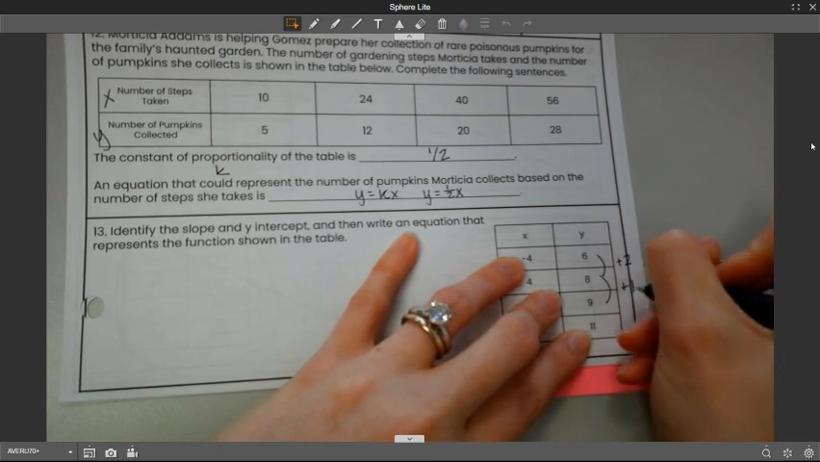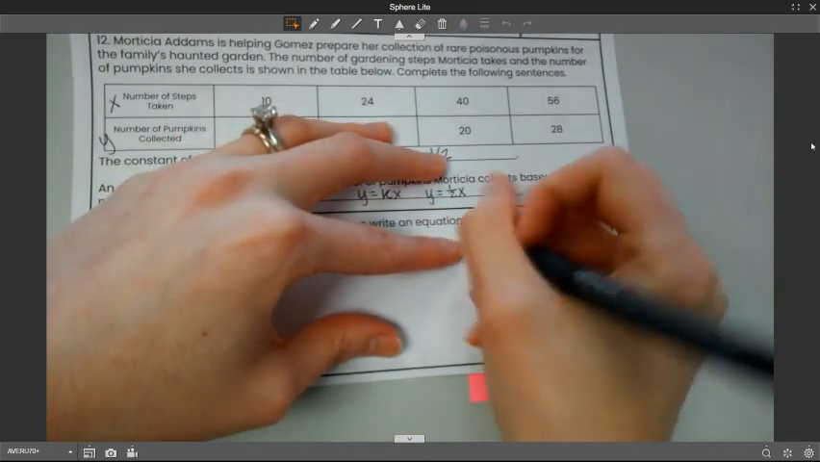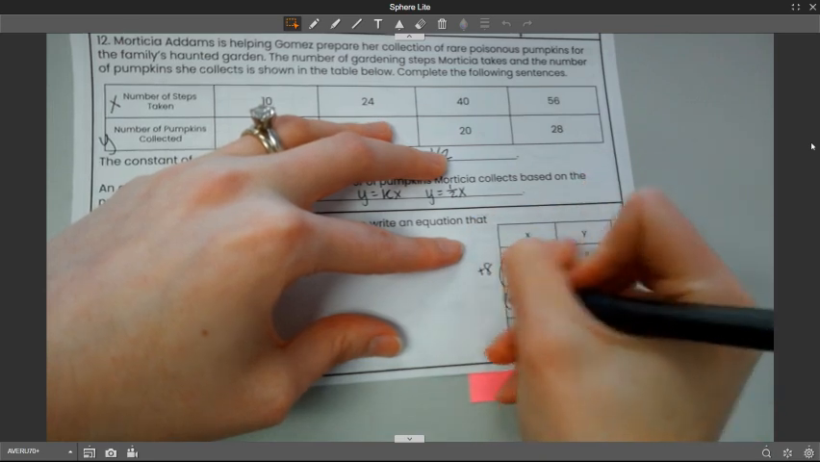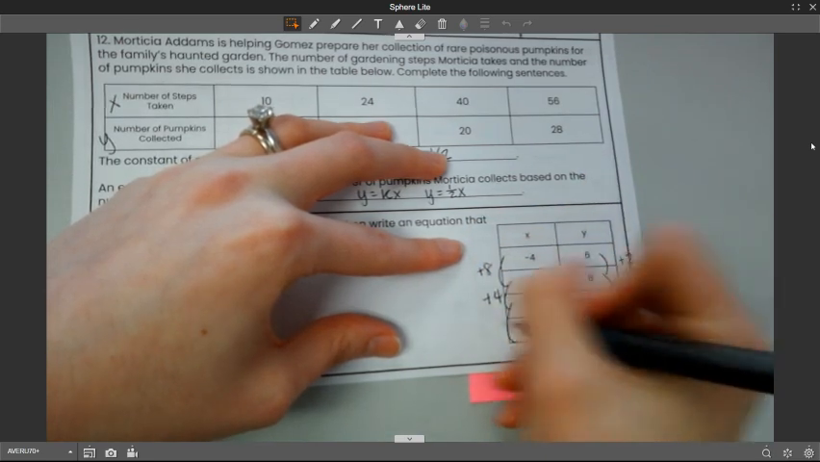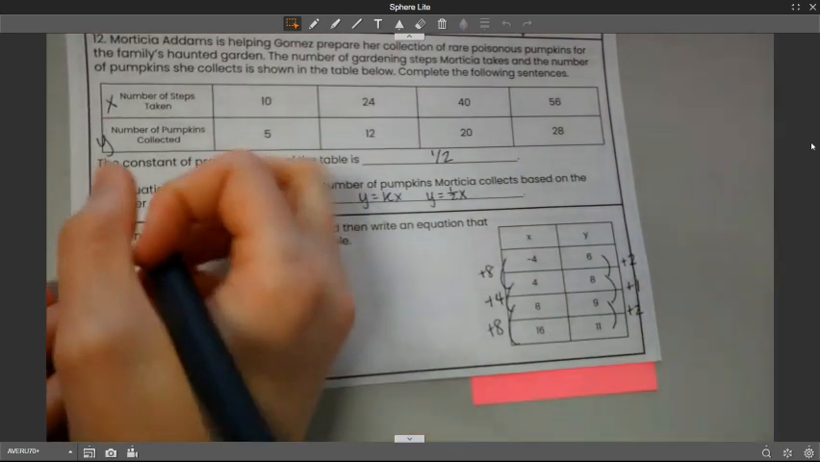8 to 9, I add 1. 9 to 11, I add 2. Negative 4 to positive 4, I add 8. 4 to 8, I add 4. 8 to 16, I add 8. But Ms. Green, they're completely different. That's okay as long as they simplify to the same thing.